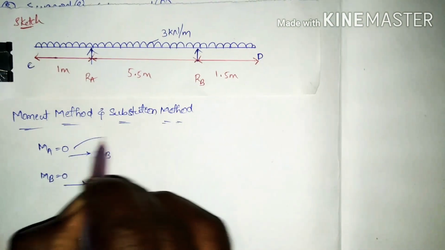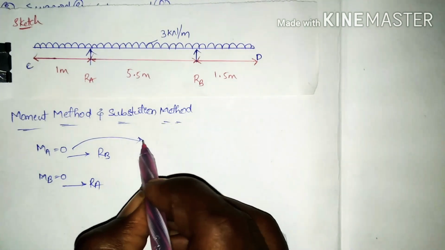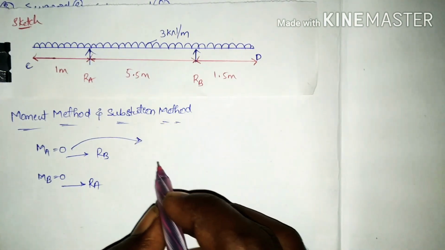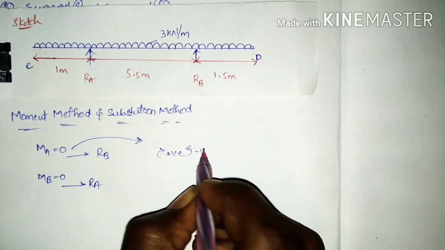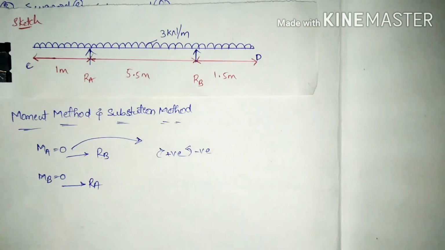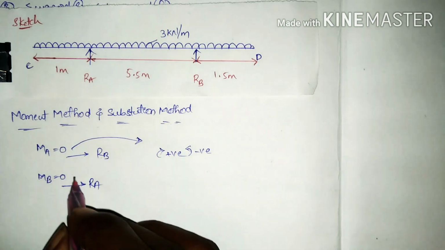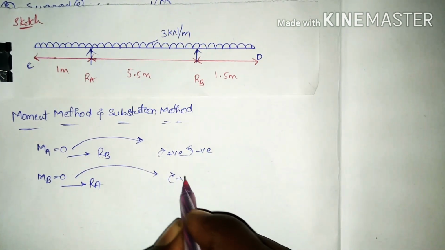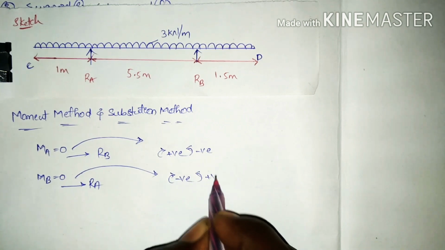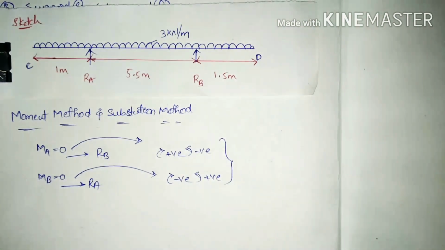If I take the moment about A equal to 0, I have a sign convention that clockwise is positive and anti-clockwise is negative. If I take the moments about B equal to 0, in a similar way, the sign convention is clockwise as negative and anti-clockwise as positive. Remember these sign conventions while taking the moments about A and about B.